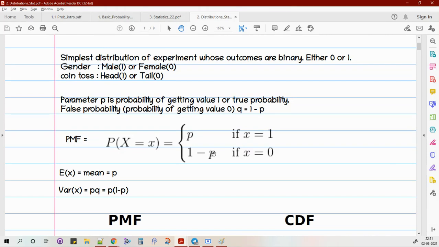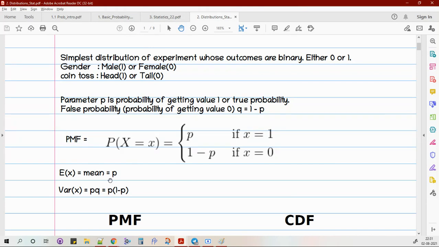So if the probability that I get a head is 0.5, given a coin, then what is the probability that I will get a tail? It is 1 minus 0.5. If the coin is biased and the probability of getting a head is 0.7, then what is the probability of getting a tail? 1 minus p. Sometimes it is also called q, q equal to 1 minus p. So p is positive or 1, q is negative or 0.